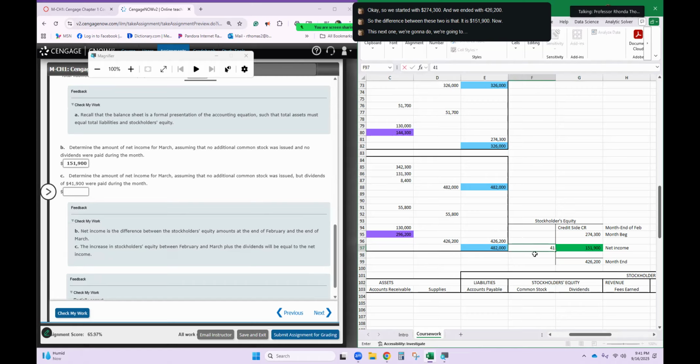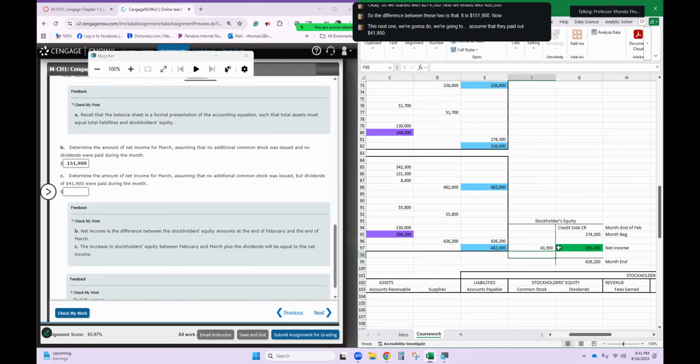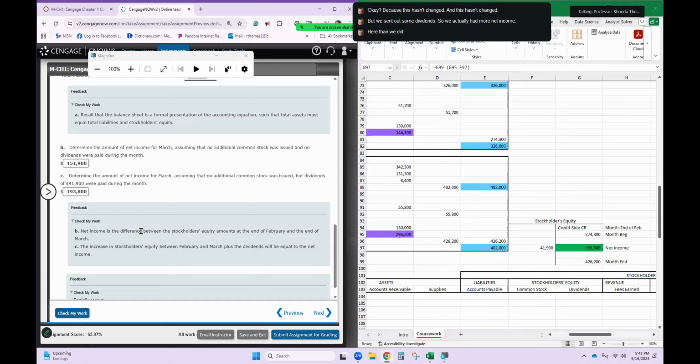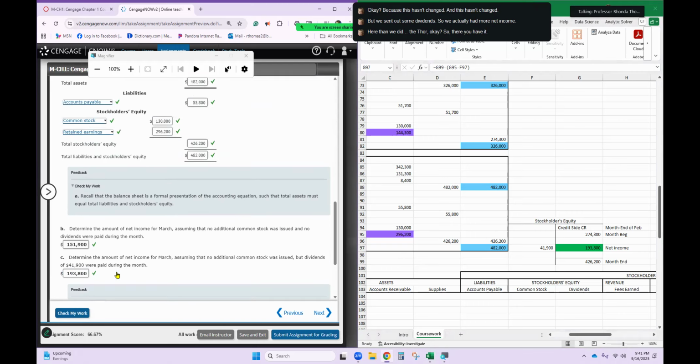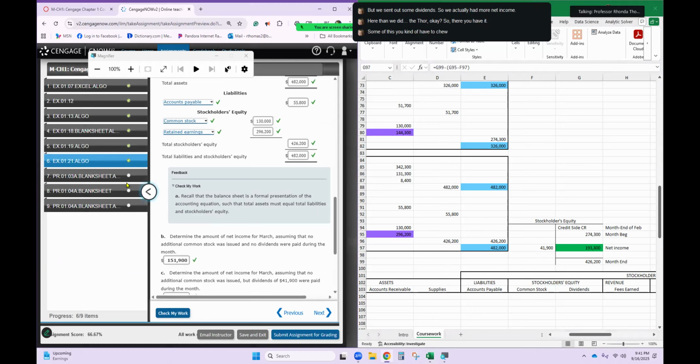Now, this next one we're going to assume that they paid out $41,900. When you pay out dividends, then that means you brought in more net income than you did before. Okay, because this hasn't changed and this hasn't changed. But we sent out some dividends, so we actually had more net income here than we did before. Okay, so there you have it. Some of this you kind of have to chew on a little bit.